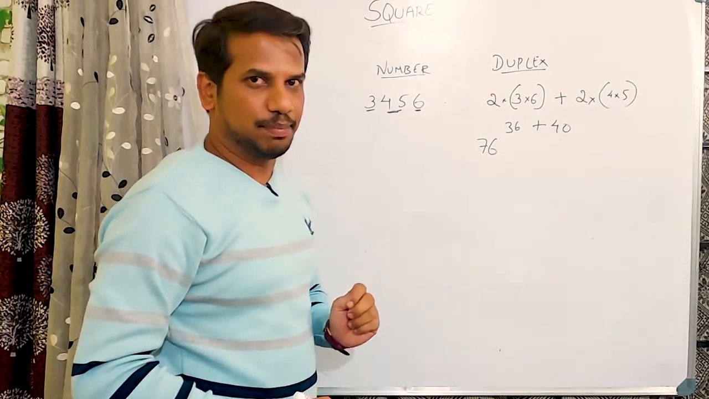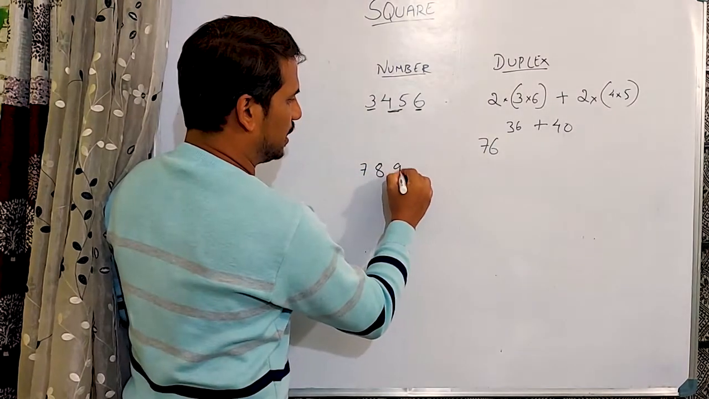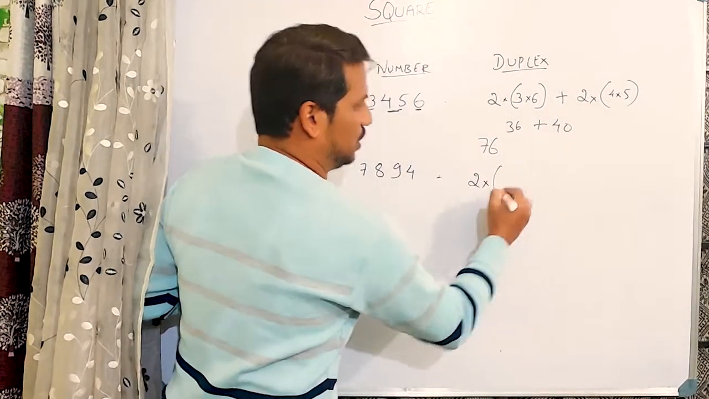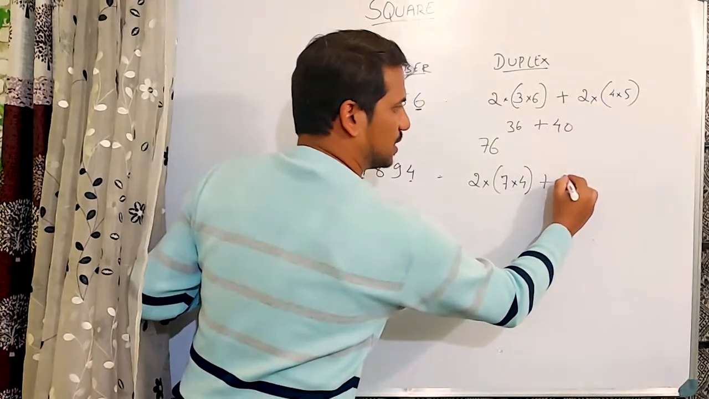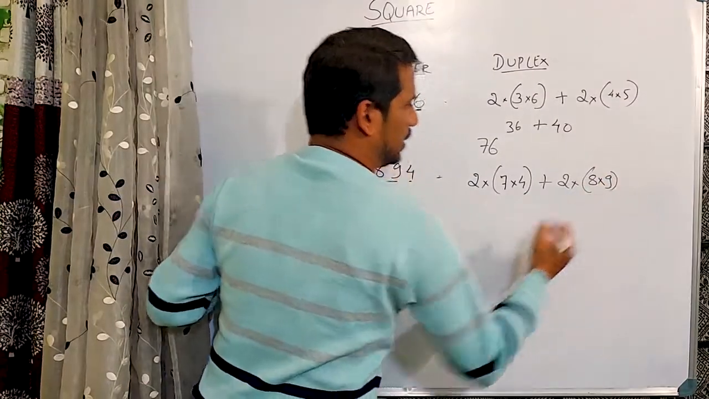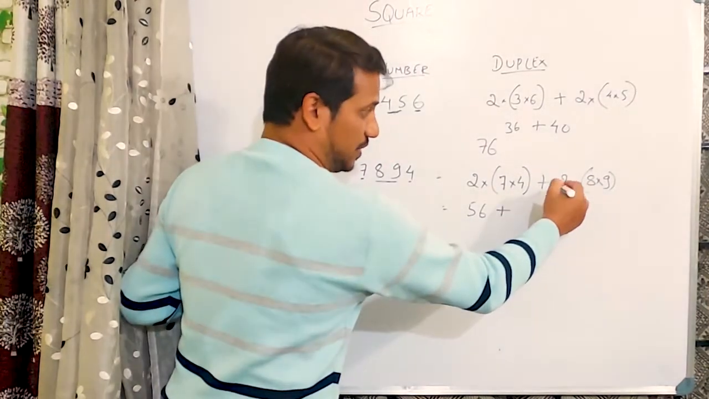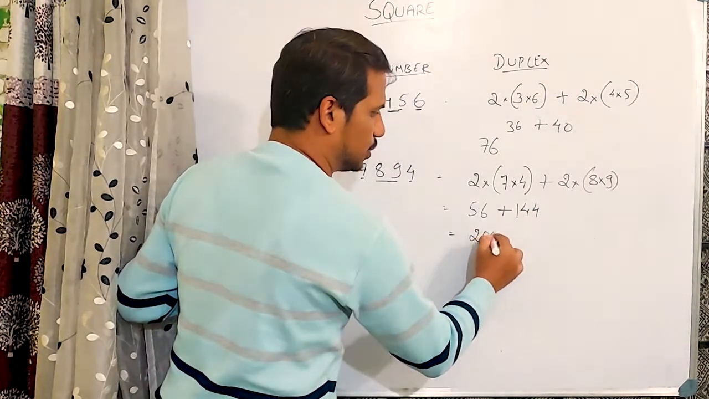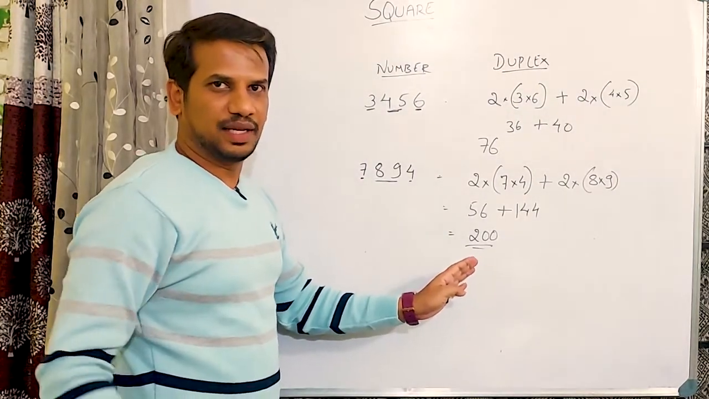Let's take another example of a 4-digit number. Suppose it is 7, 8, 9, 4. How to find it? I suppose by this time you will know: extremities 7 into 4 plus twice the product of the middle numbers, 8 into 9. So 28 into 2 is 56, plus 72 into 2, that is 144. This comes out to be exactly 200. So a duplex of 7894 is 200. Let's take it for a 5-digit number.